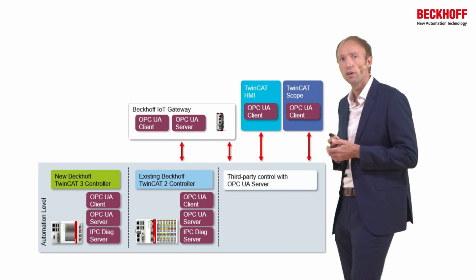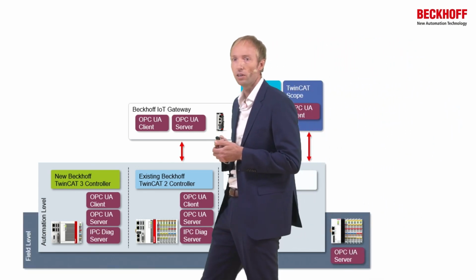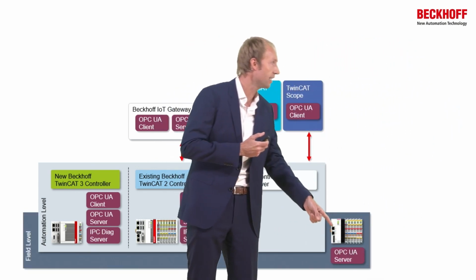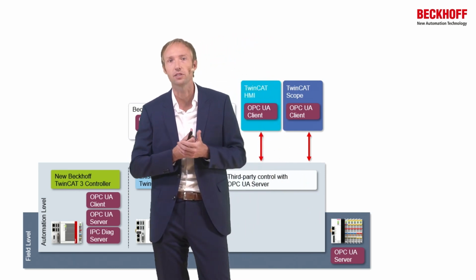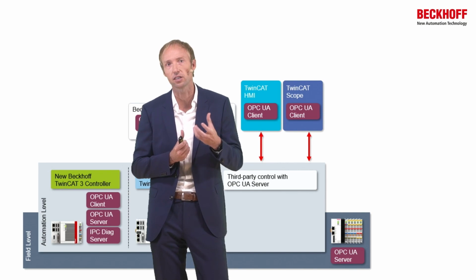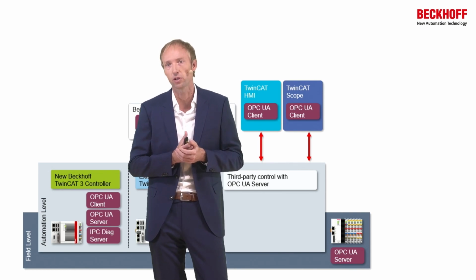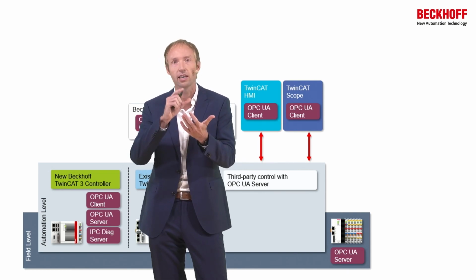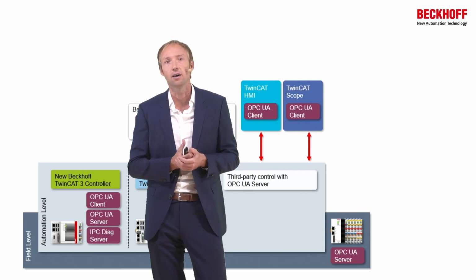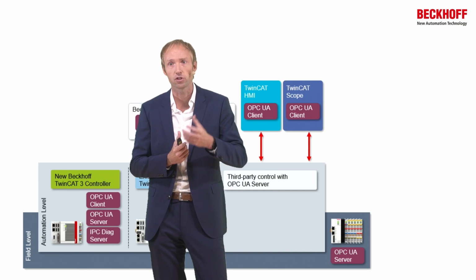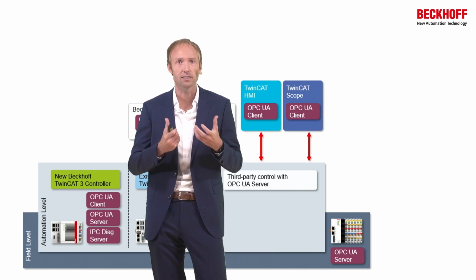A few years ago, we introduced on the field level a device called the EK9160, the IoT coupler, which comes with an integrated OPC UA server that offers easy and secure access to I/O data points. For example, you only have to attach the I/O terminals, boot the device, and you will immediately see the I/O terminal in the OPC UA server address space in order to access its information.